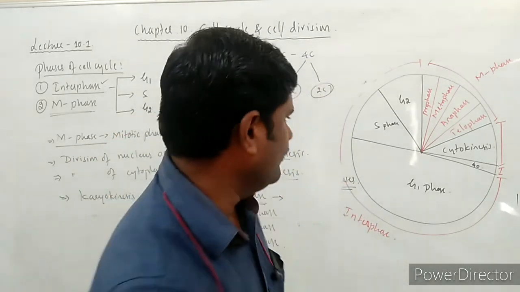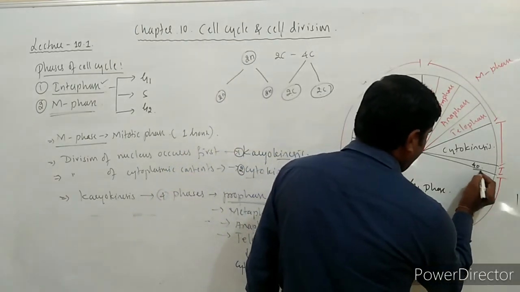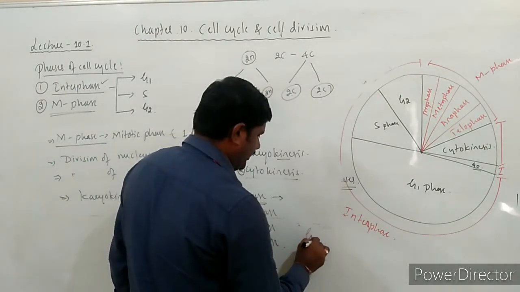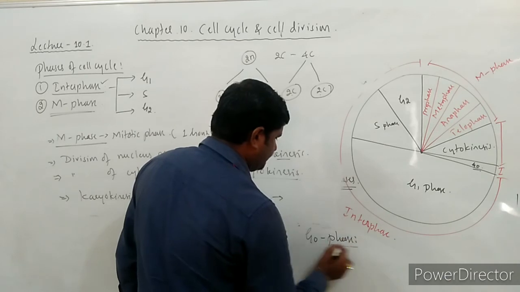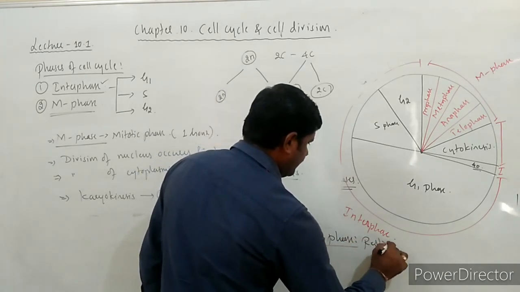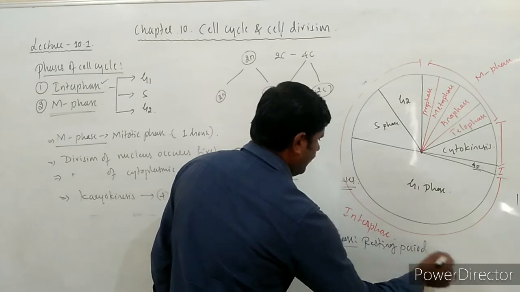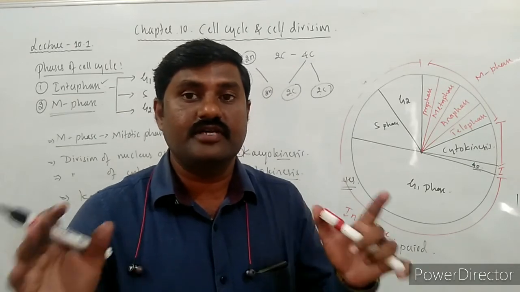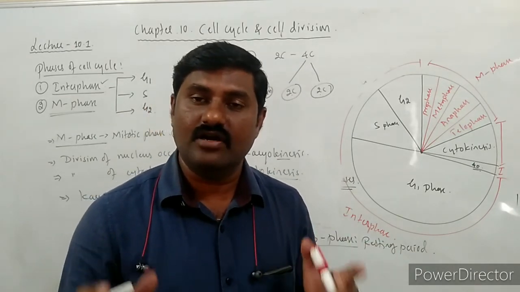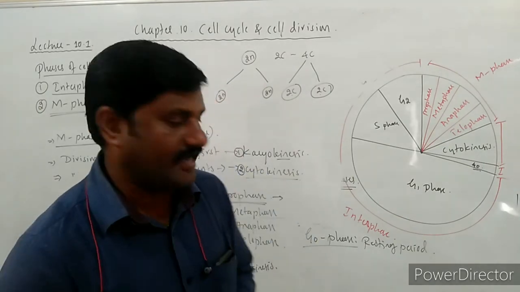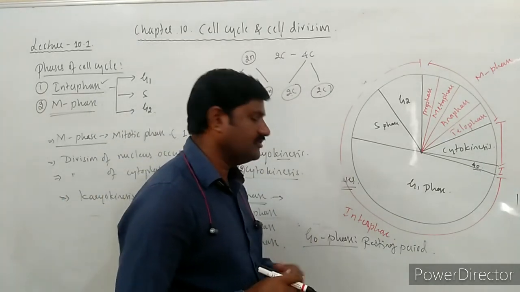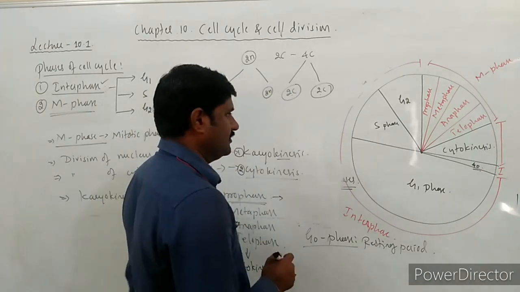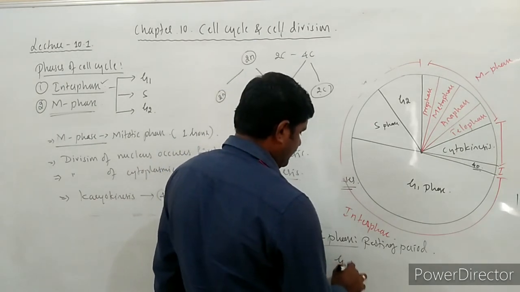Apart from this, one more phase I had explained, that is the G0 phase. What is this G0 phase? Very important one. This is the resting period of the cell where the cell is not going to divide itself, and it is not preparing itself for division, right? So that phase is called the G0 phase. This occurs during early G1 phase.